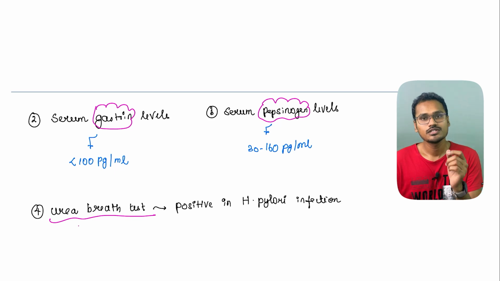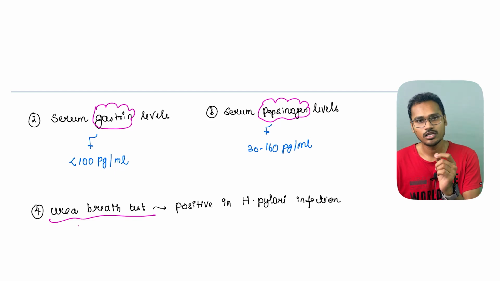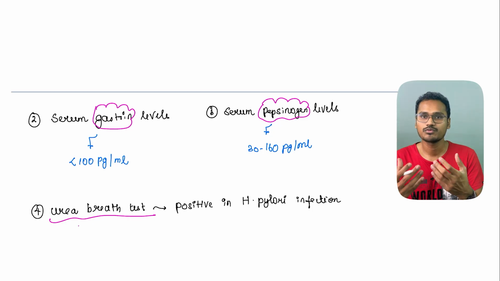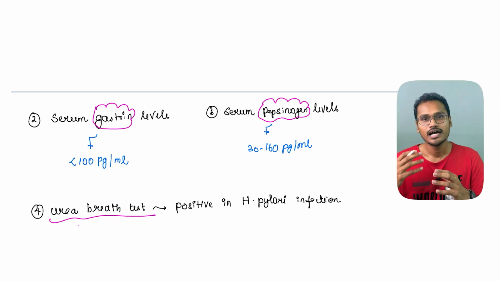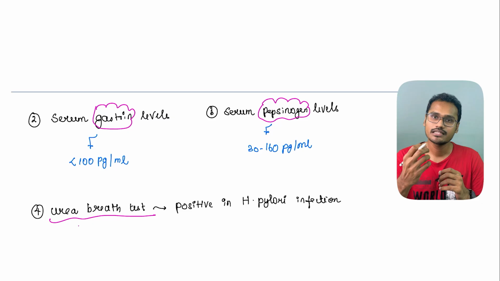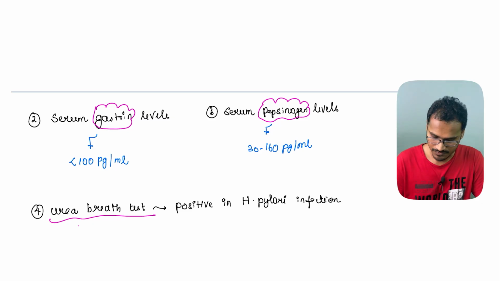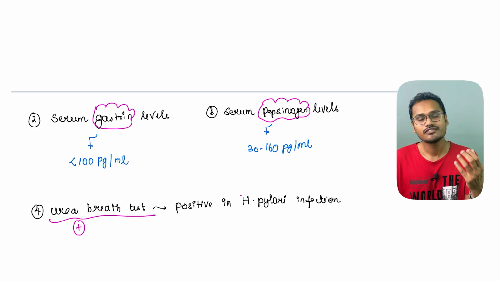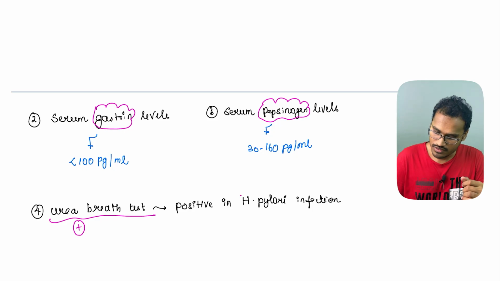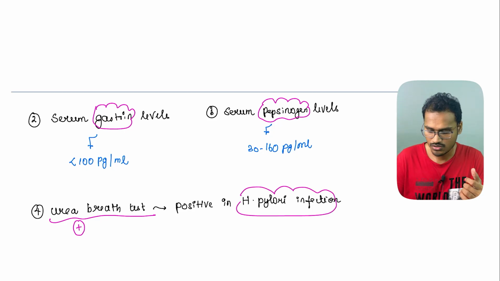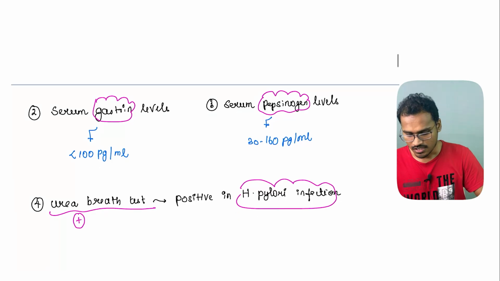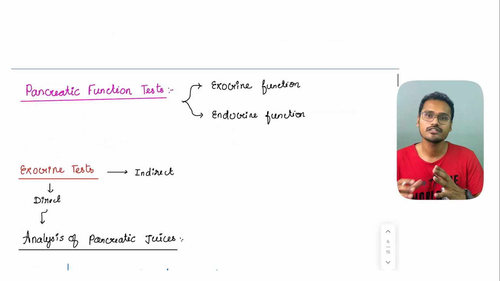And there is another test called the urea breath test. So all of us know the bacteria H. pylori produces the enzyme urease, which can cleave urea. And in these patients, whenever the breath is tested for urea, it will be positive. So a positive urea breath test is not actually a gastric function test, it is an indicator of H. pylori infection. So this can also be done. So these are the tests for gastric acid secretion, which are called gastric function tests.